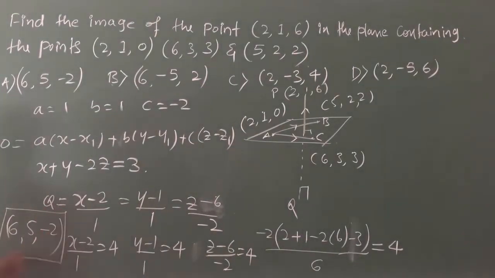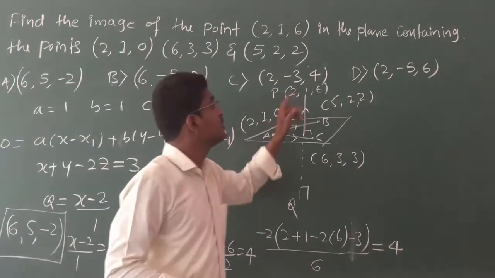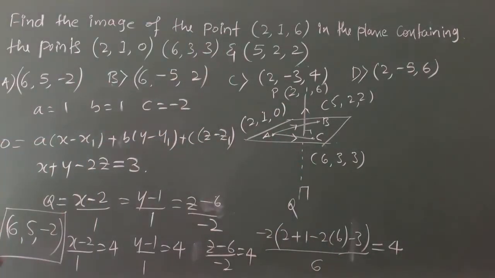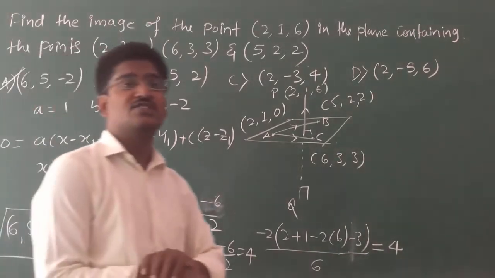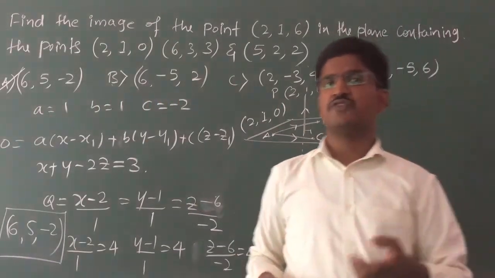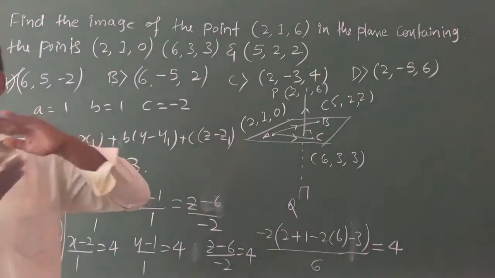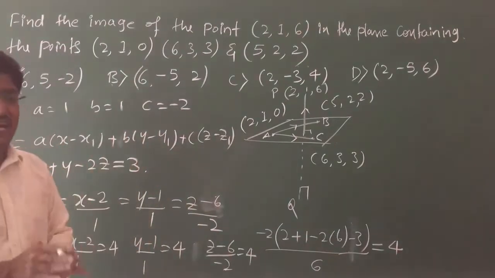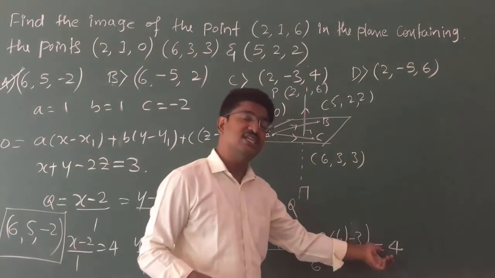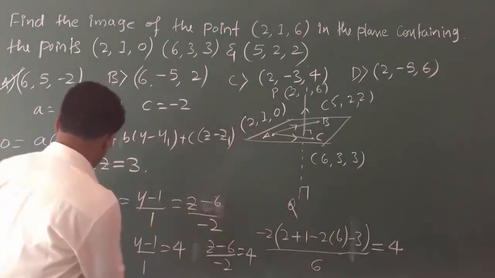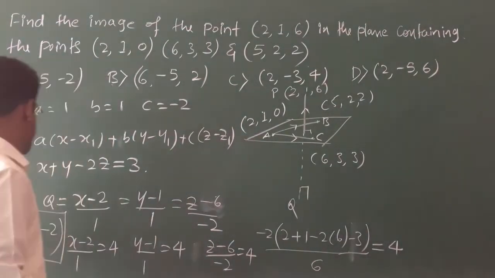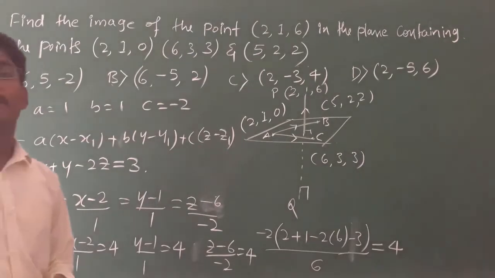So this will be the image of this particular point 2, 1, 6. So that is 6, 5, minus 2. So answer will be A. Clear, students? So whenever you are finding the image of a given point, please remember you have to find the equation of plane, you have to find the equation of line. From that you have to find this constant. After getting the constant, equate to this. Clear? By equating to this, you are going to have x is 6, y is 5, z is minus 2.